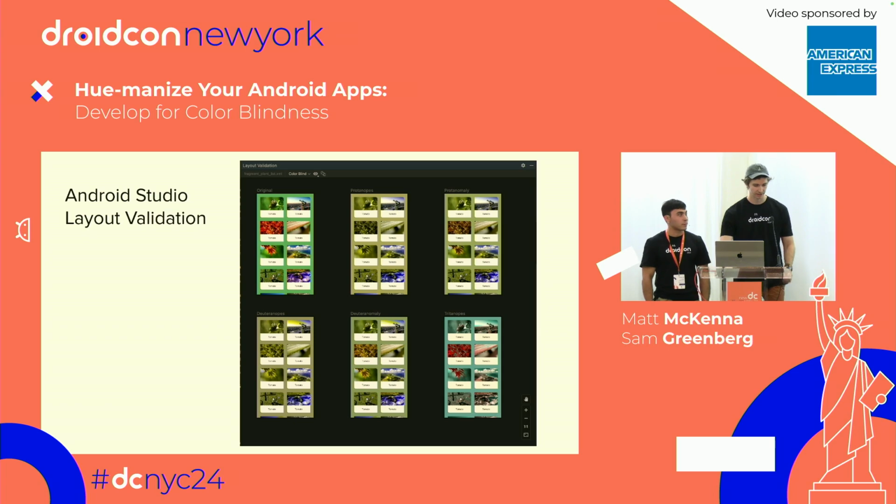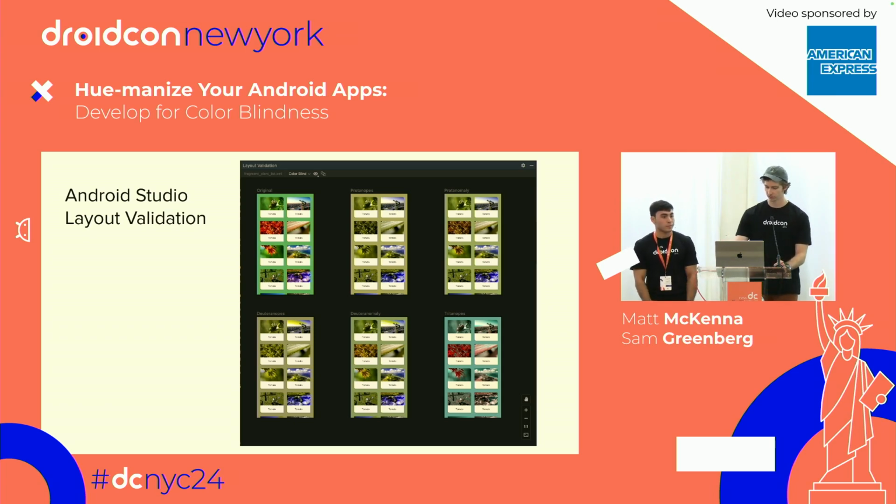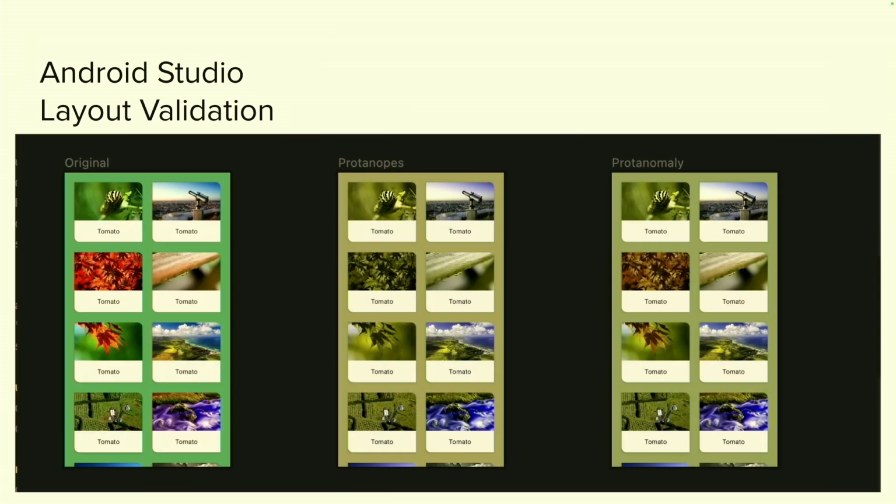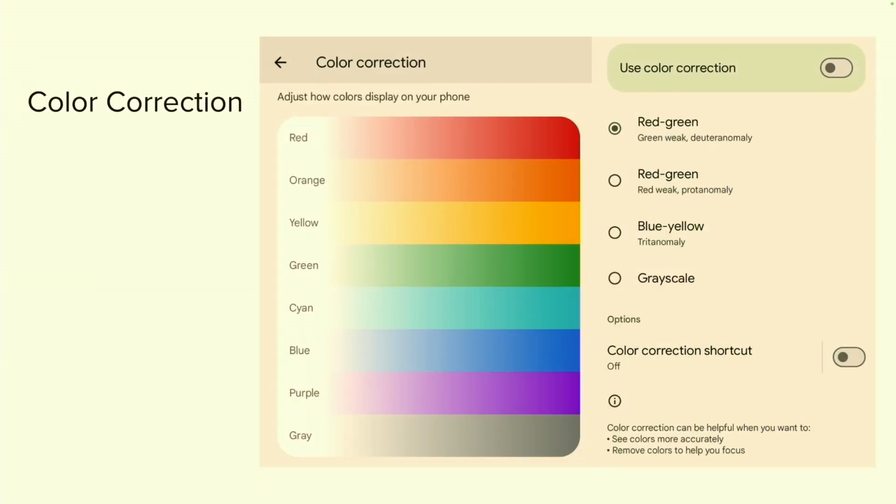Android Studio has a layout validation setting, so this will give you a grid of the different types of color blindness for any of your UIs or Jetpack Compose previews, and show you what they look like if you were a user subjected to some kind of color blindness. And here's a little zoom in for a different option, just so it was visible on the projectors. But again, please play with this. It's very cool.